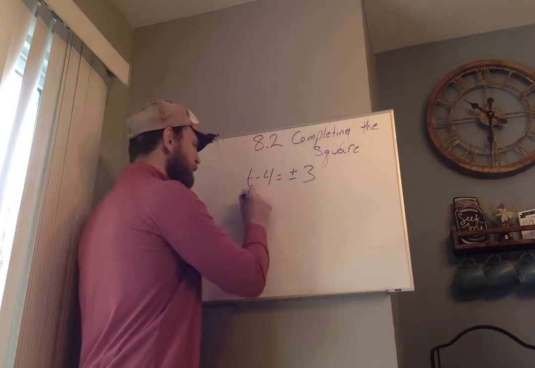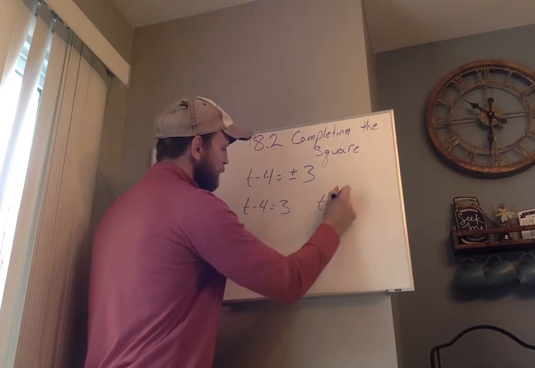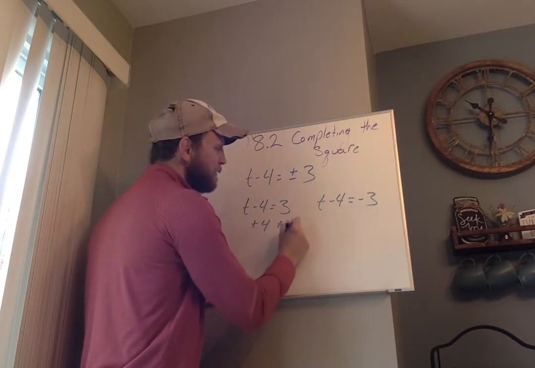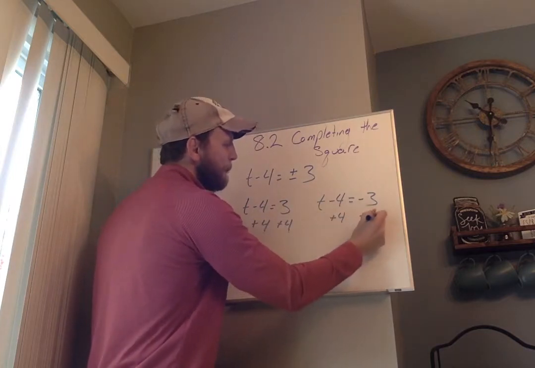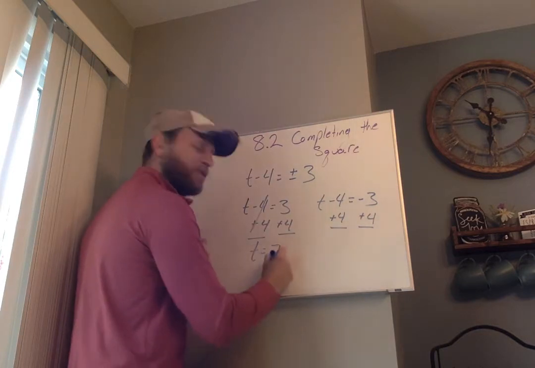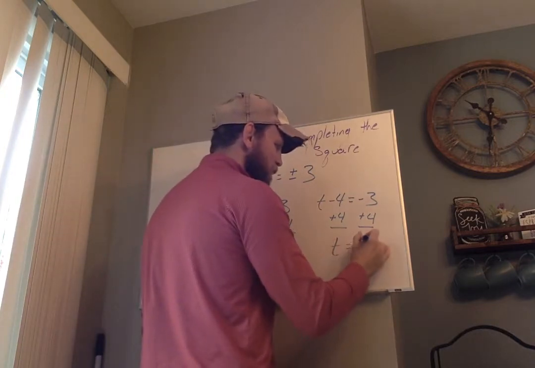So now I have t minus 4 equals 3, and t minus 4 equals negative 3. So I add 4 to both sides. So I get t equals 7. And right here I have t equals 1.